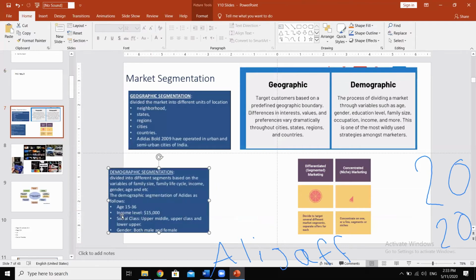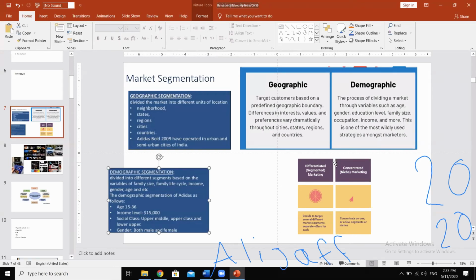Same thing. What income level? How rich my customers are? You know, who can afford to buy my product? That's the income level. I call that demographic segmentation. So age, income level, social class, like upper class, middle class, or lower class, and gender, male and female. These are all demographic segmentation. Okay, if you're in a cosmetics business, then your segment is female.